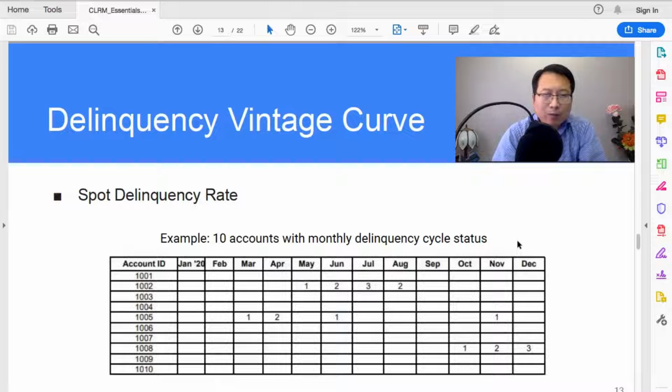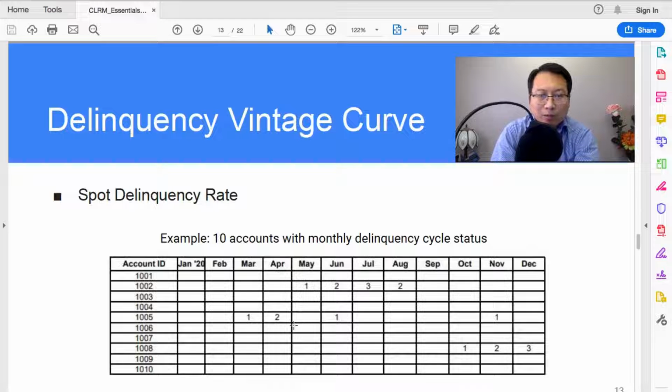Account ID 1002 becomes cycle 1 in May, then cycle 2 in June, cycle 3 in July. Seems the account missed 3 payments in a row. Then in August, there is a payment to bring it back to cycle 2. And then in September, it became current. So this is one example.